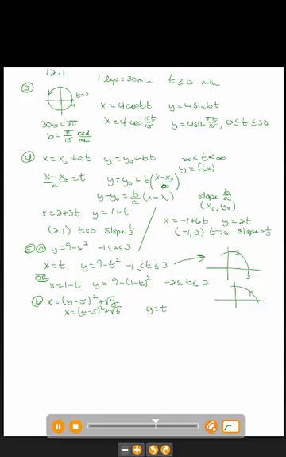Now when you do the intervals on this one, you can only pick things from 0 to infinity, because you can't put stuff in there that's going to make the square root come out negative. So this really only works from 0 to infinity.